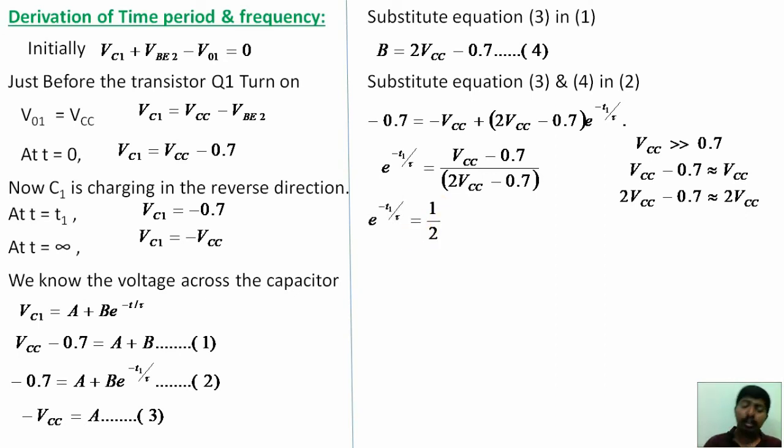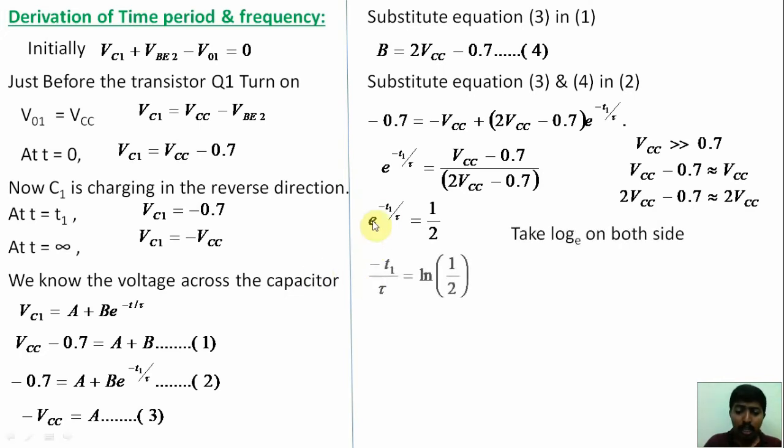Take logarithm on both sides, so e will be cancelled. Minus t1 by tau is equal to log of 1 by 2, and the logarithm of 1 by 2 is equal to minus 0.6932. So substituting here, we get t1 is equal to 0.6931 R1 into C1. Tau is equal to R1 into C1 because the capacitor is charging through this path, R1 and C1.